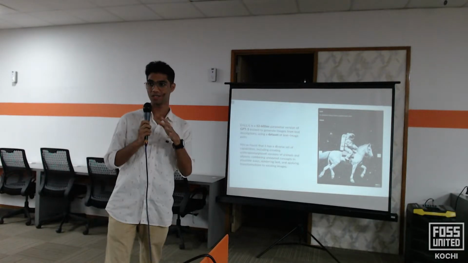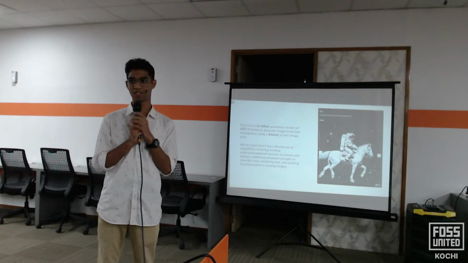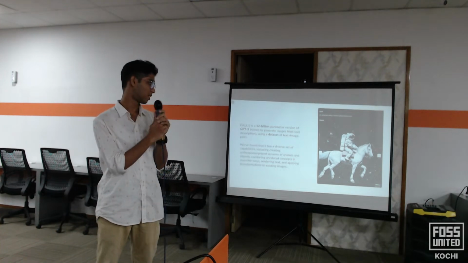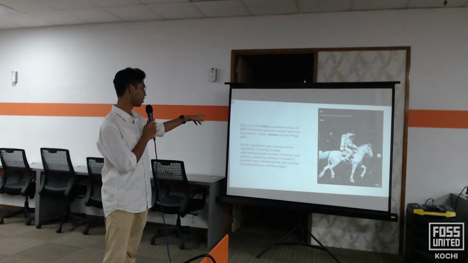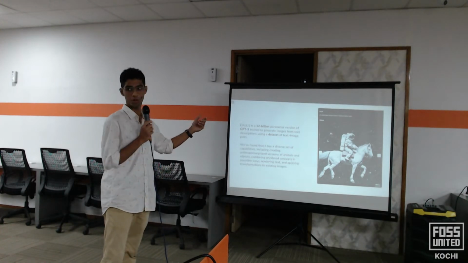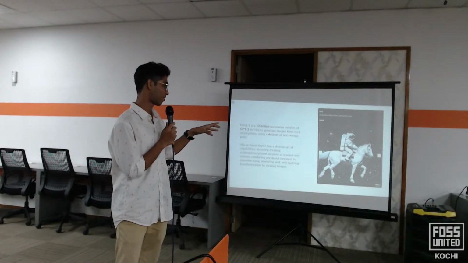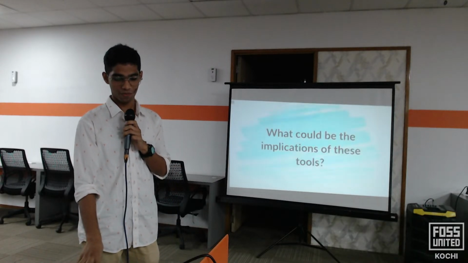So the thing about these two is that we don't really know the images on which they are trained. We don't know the parameters they use. We don't know the weights that they use to train their models. This is taken directly from the website. They just said they use a 12 billion parameter version of GPT-3, but we do not know the dataset they use. It's proprietary stuff. We never know.